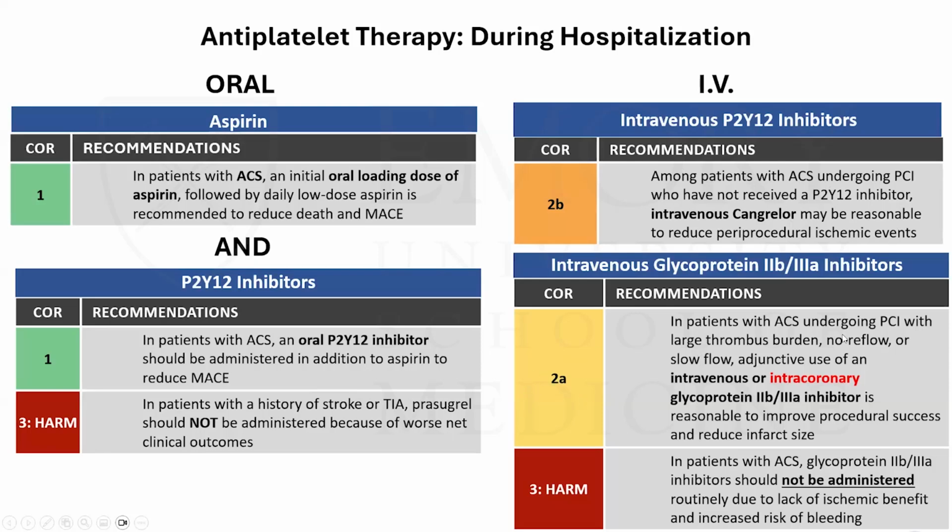So in patients with ACS undergoing PCI with a large thrombus burden, no reflow or slow flow, adjunctive use of an intravenous, and then we added this time based on 3 small trials, intracoronary glycoprotein 2B3 inhibitor is reasonable to improve procedural success and reduce infarct size. And class 3 for harm, in patients with ACS, glycoprotein 2B3 inhibitors should not be administered routinely due to lack of ischemic benefit and increased risk of bleeding. And particularly with the advent of the potent P2Y12 inhibitors, the use of glycoprotein 2B3 is almost nil now.